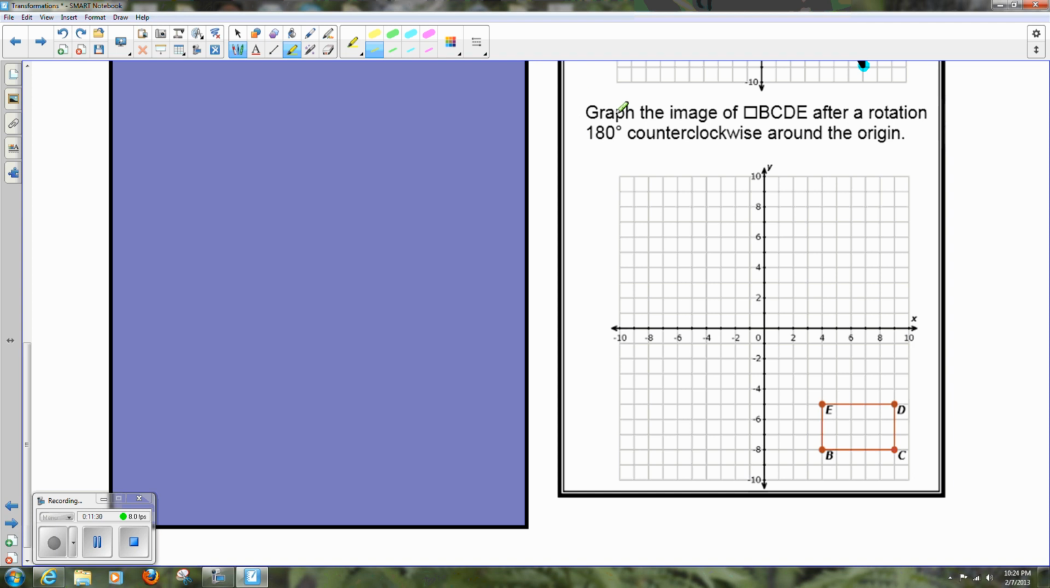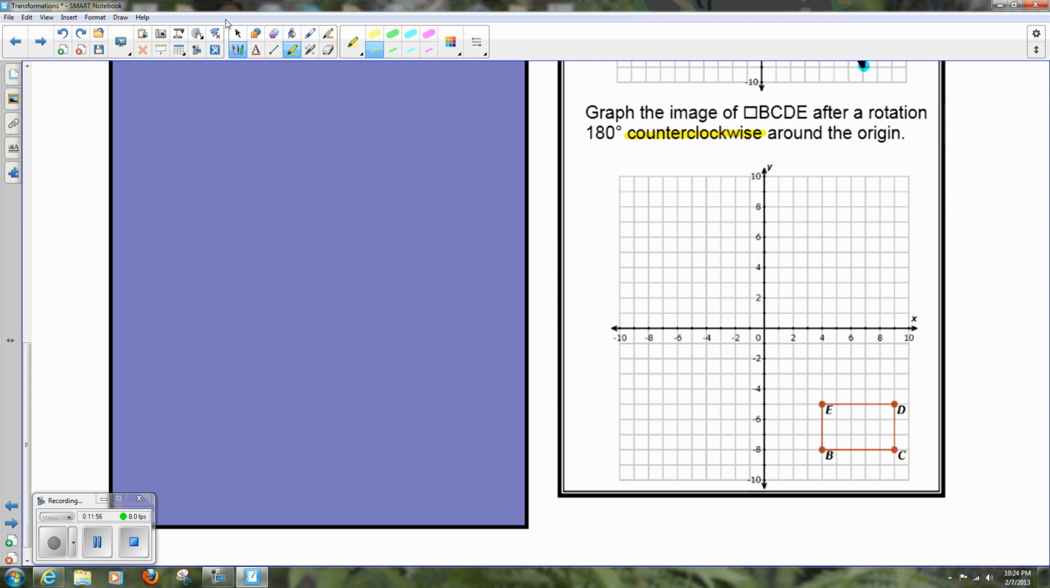Okay, this one says to graph the image of rectangle BCDE after a rotation 180 degrees counterclockwise around the origin. So again, the origin is our center of rotation. We're going to pretend that we could put a pin right in that spot, keep it from moving, and we're going to turn the whole thing around. Now this time it says counterclockwise, so make sure you're paying attention to that.